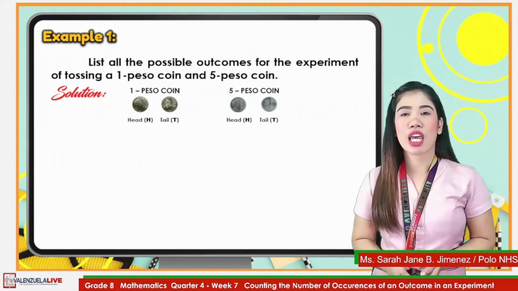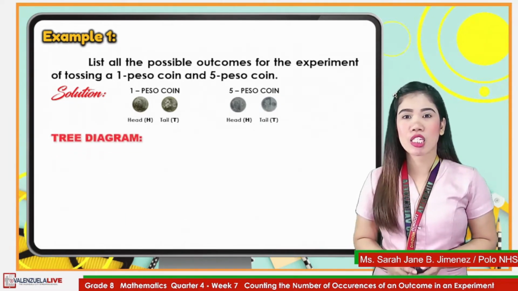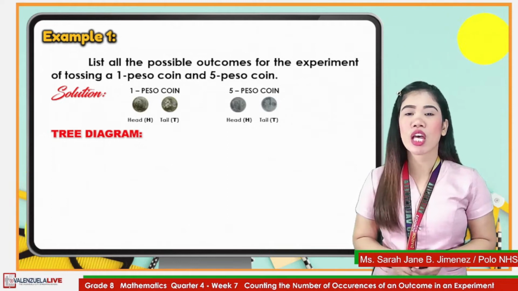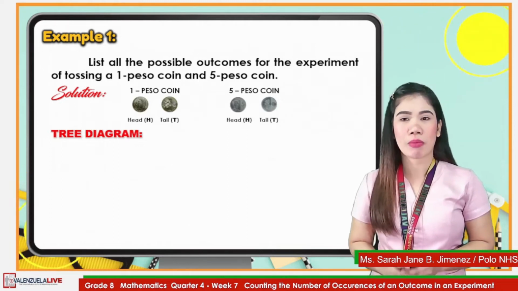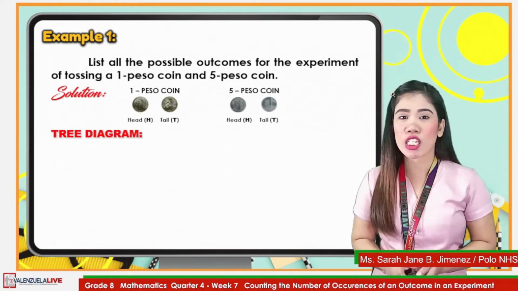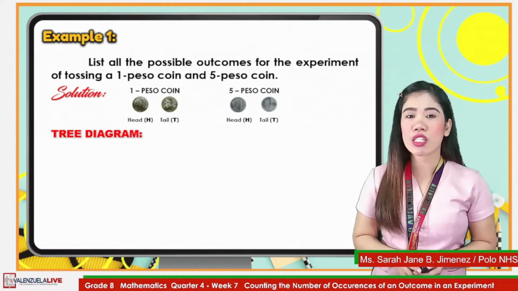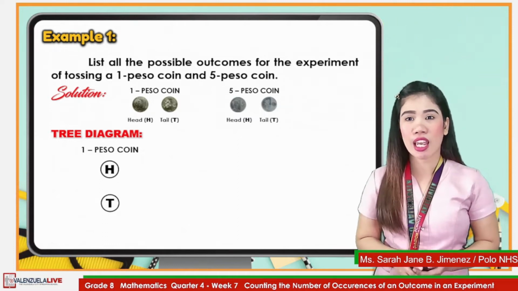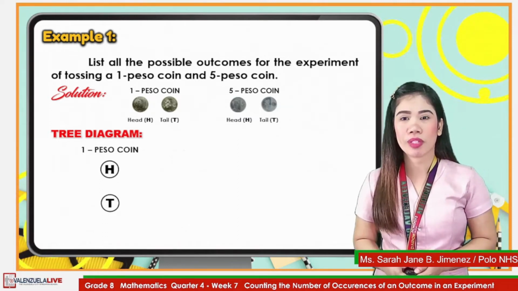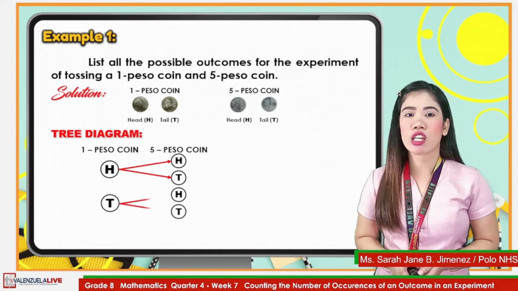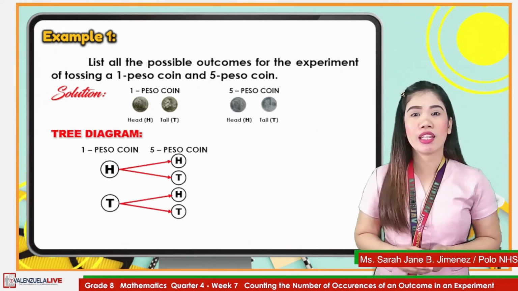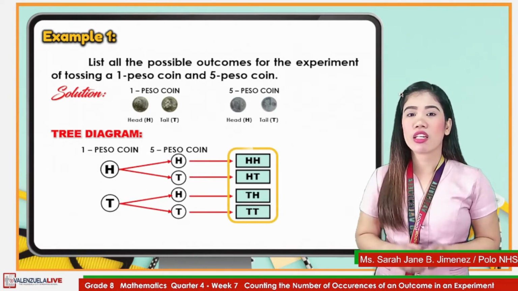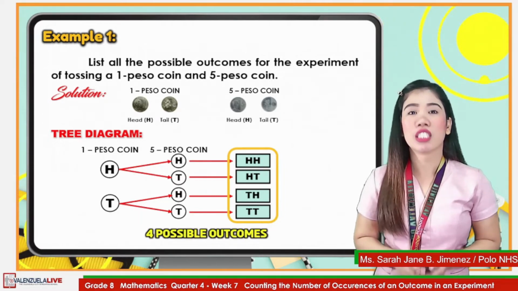Let us now use a tree diagram. It is a special type of graph used to determine the outcomes of an experiment. It consists of branches that are labeled with either frequencies or probabilities. We have the choices head and tail from the 1 peso coin. Each will be paired to the choices of 5 peso coin, head and tail. The same result is obtained by using a tree diagram.